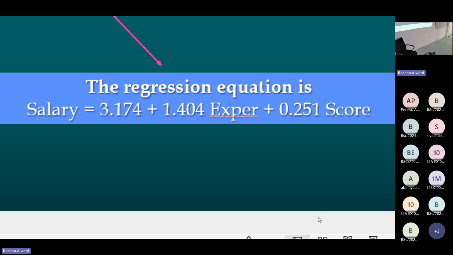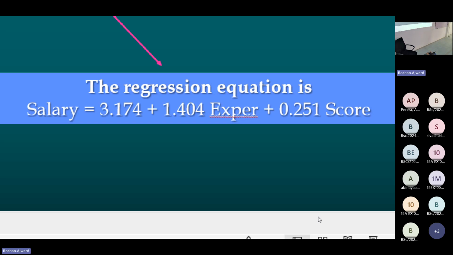Let's come to the next one. Can we interpret 0.251? Go back. What does it show? If the computer programmer's marks for the aptitude test go up by 1 mark, the salary goes up by how much? Again, it goes up, because of the positive sign, by 251. Write down these things.